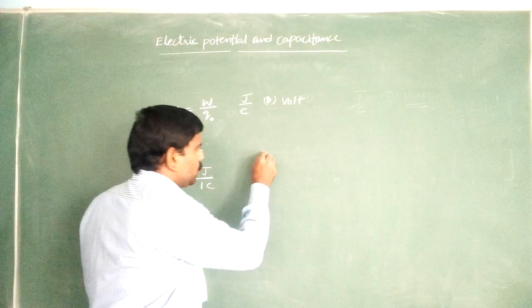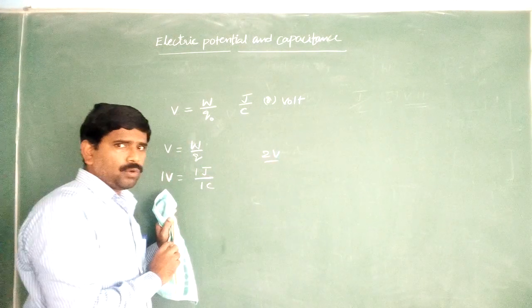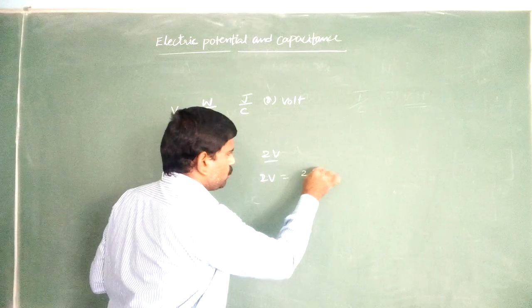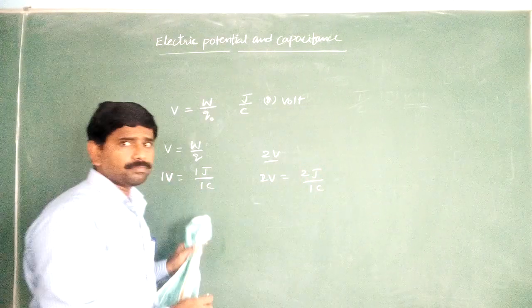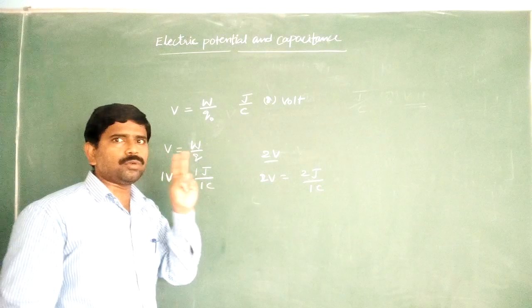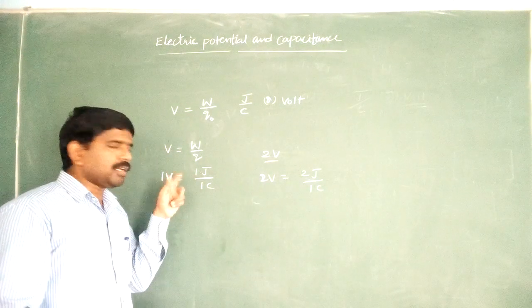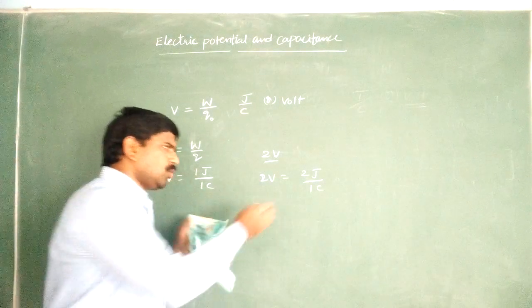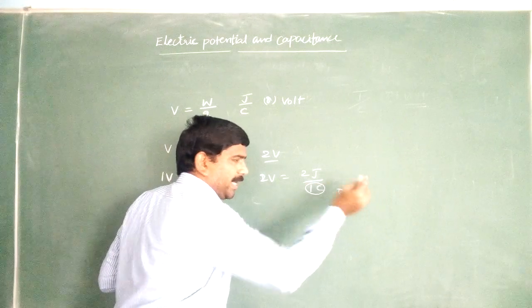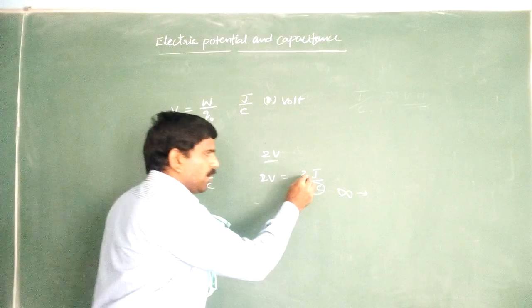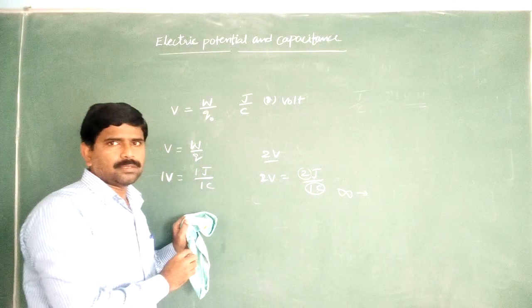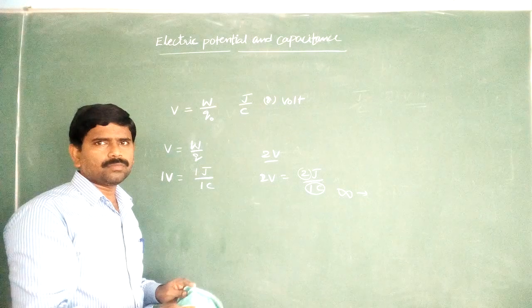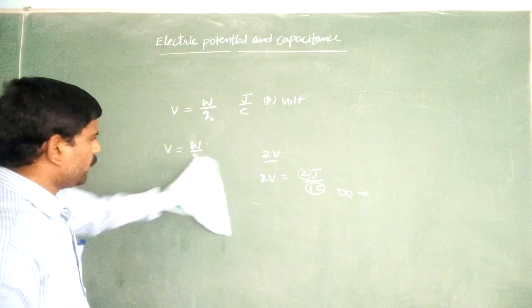In case of 2 volts, what is the meaning of 2 volts? 2 volts is equal to 2 joules per 1 coulomb. So here work done is equal to 2 joules. Because this is 2 volts. 3 volts means to bring that charge from infinity distance to the required point, the work done is 3 joules per 1 coulomb. Okay, right.